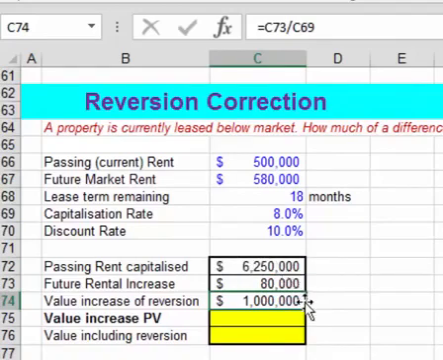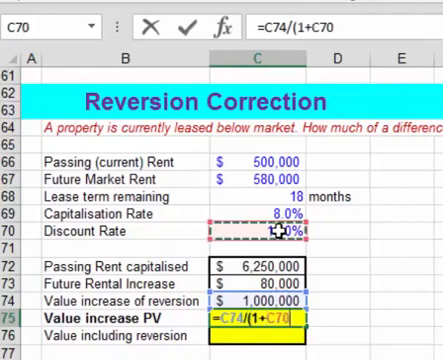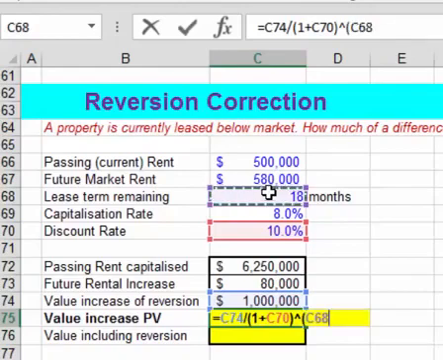And so we have to adjust that $1 million that we have to wait 18 months to get by the time value of money, which is accounted for by the discount rate. And that gives us the present value of the $1 million. We calculate that by taking the future value and dividing it by 1 plus the discount rate, close brackets, raised to the power, which is going to be the delay, the number of months. Because we're working in months, not years, we're going to take the 18 months and divide it by 12.